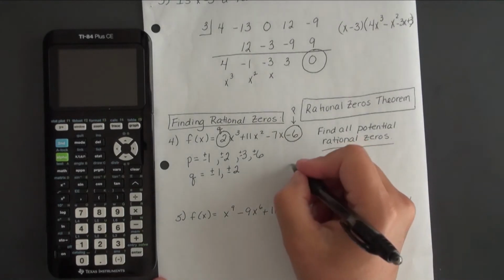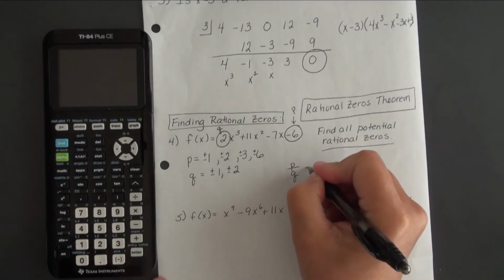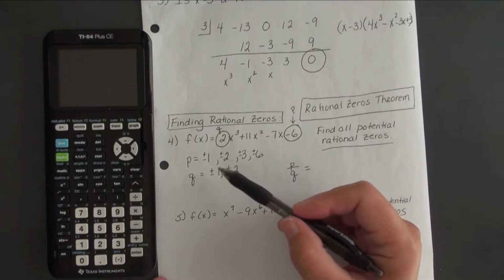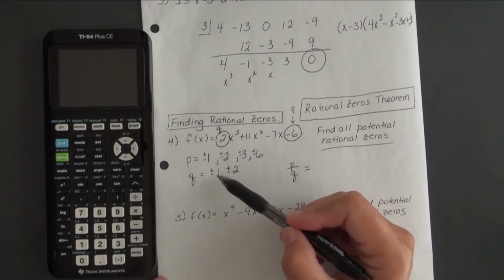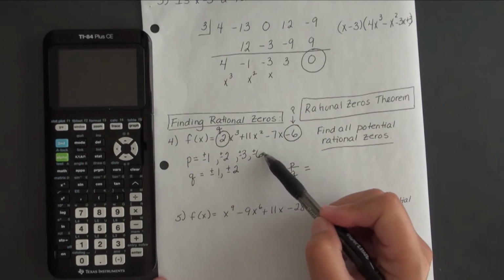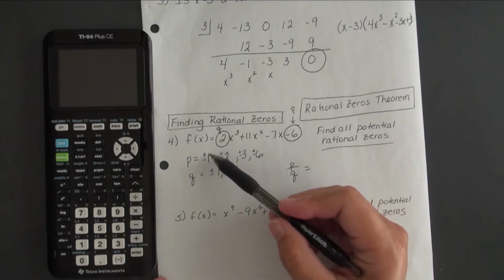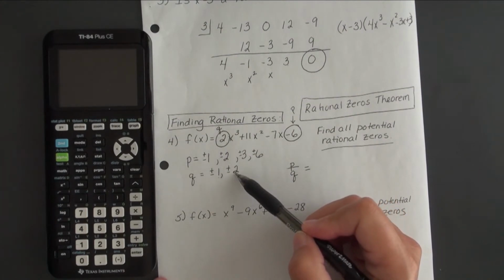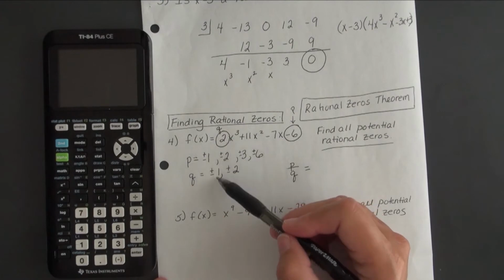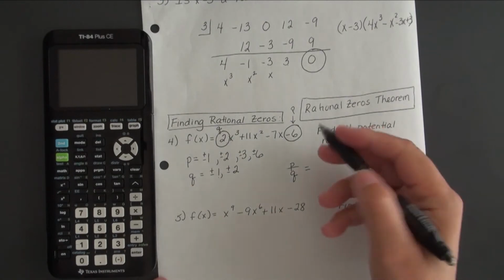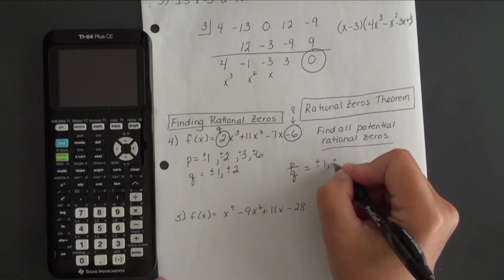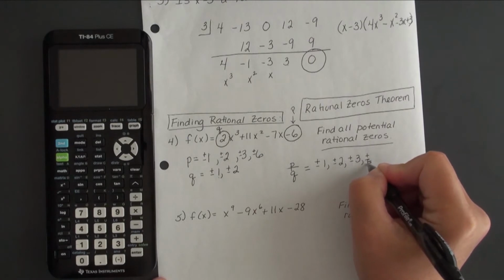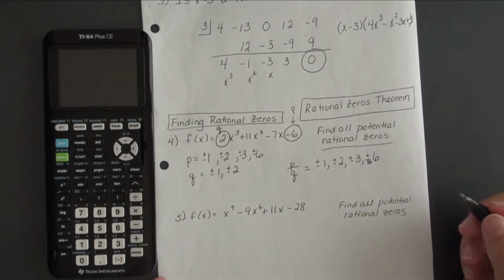Then your last step is you want to write all possible combinations of P over Q. So we're going to put 1 over 1, 2 over 1, 3 over 1, 6 over 1. Then we're going to put 1 over 2, 2 over 2, 3 over 2, and 6 over 2. So 1 over 1, 2 over 1, 3 over 1, and 6 over 1 are just 1, 2, 3, and 6. Plus or minus 6 is what that says.